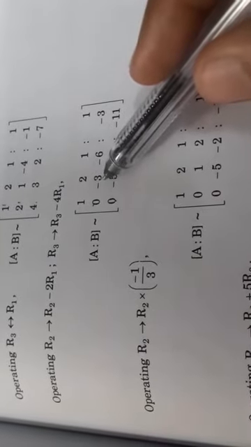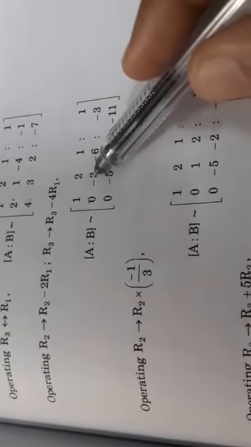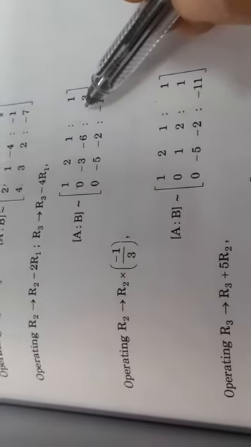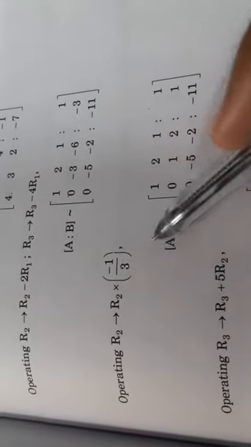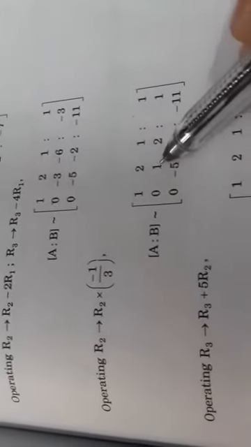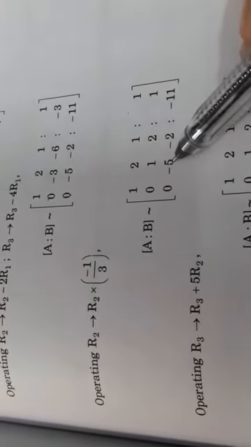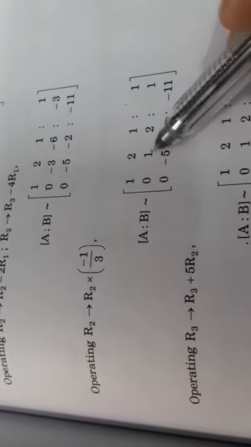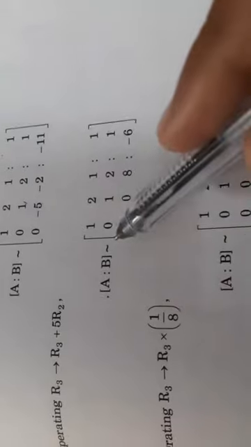Now with the help of this element, we make this element 0. First we make it unity. To make it unity, we divide this whole row by minus 3, or we write R2 changes to R2 into minus 1 by 3. Then after converting this one to unity, we make this 0 by using this element, and we operate R3 plus 5 times R1, and this is our required row echelon form.